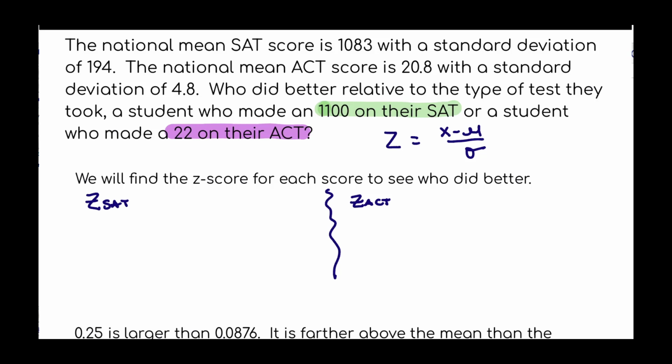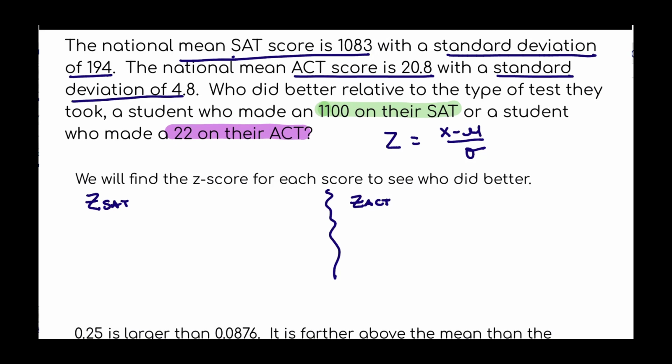So we know the score of the SAT we want to change is 1100. The score of the ACT we want to change to a z-score is 22. And the important values: the SAT mean is 1083, the ACT mean is 20.8. The standard deviation for the SAT is 194, and the standard deviation for the ACT is 4.8. Hopefully I said all of that right. ACT, SAT, getting a little confusing there.